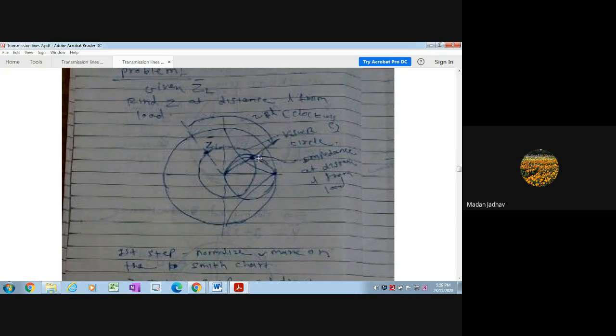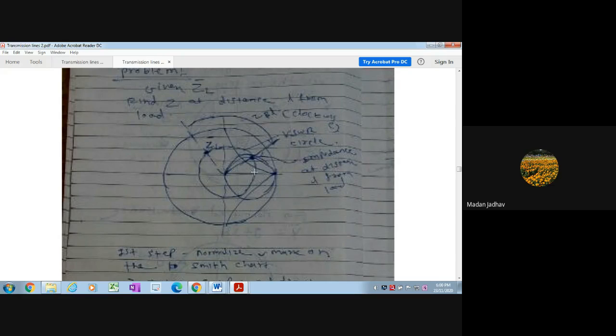Okay, then afterwards you have to take the compass, and you have to take this radius. This is the radius, and you have to draw the circle, and that circle is nothing but the VSWR circle. To find out the VSWR at that particular location, you have to find the value at this point, that is the intersection of the horizontal axis, which is the real part of the reflection coefficient, and that VSWR circle will intersect at this point, and you will get some value.